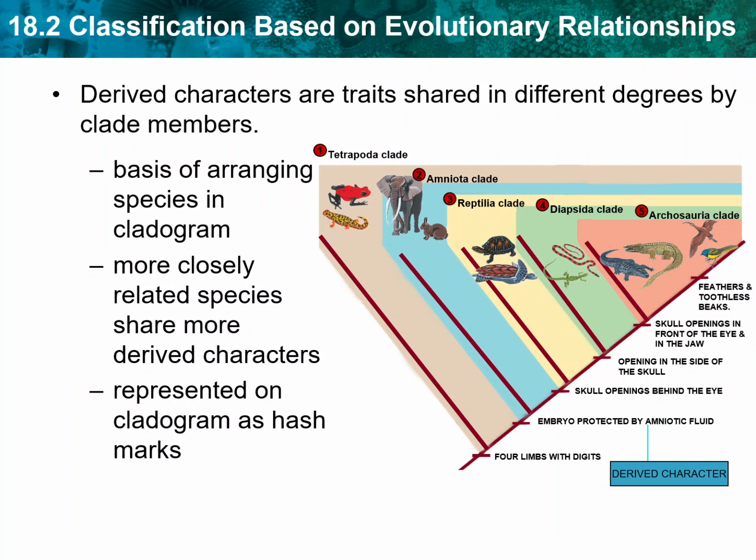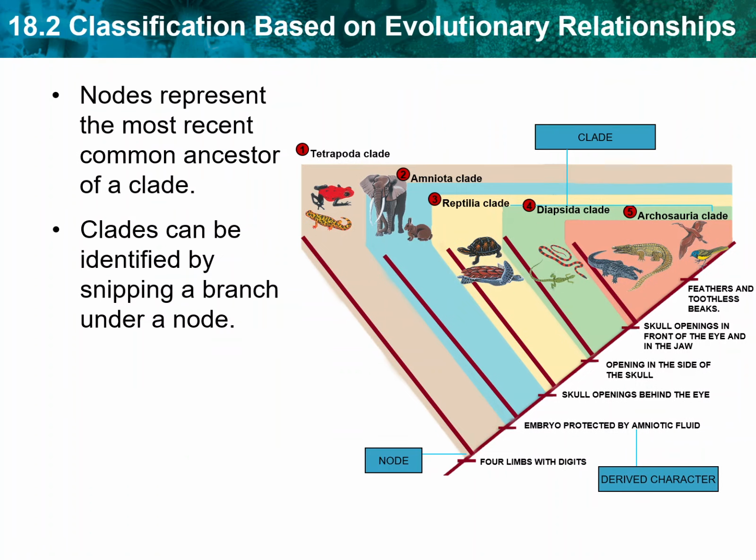groups of species are placed in order by the derived characteristics that have added up in their lineage over time. This order is hypothesized to be the order in which they descended from their common ancestor. Derived characters are shown as hash marks between the branches of the cladogram. All species above the hash mark share the derived character it represents. Each place where a branch splits is called a node. There are 5 nodes on the tetrapod cladogram.